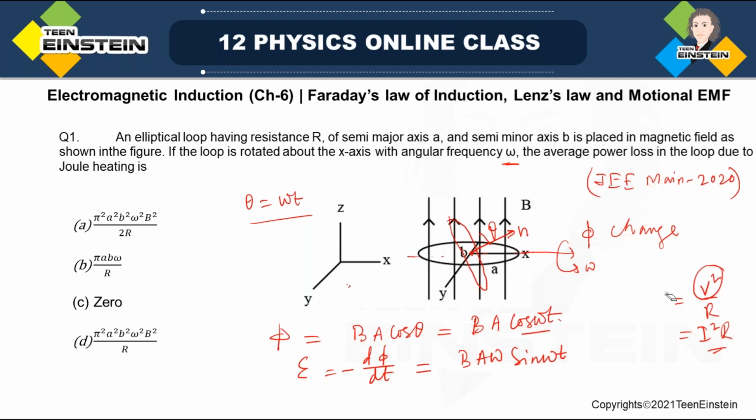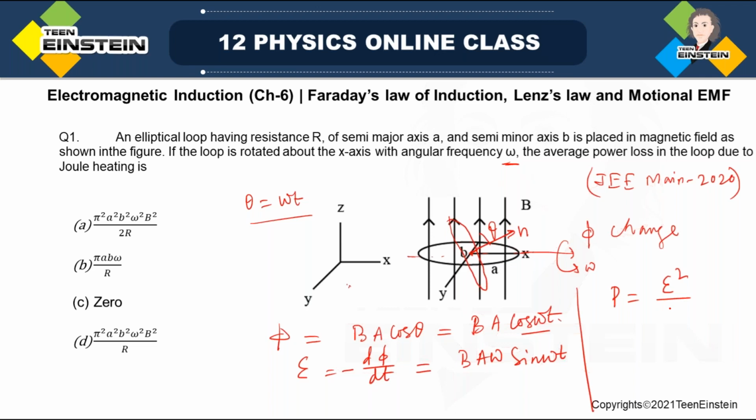Okay, if we get induced EMF, what else can we find out? We can find out the current, or directly write down the power. Since this elliptical loop has some resistance, when current flows due to this induced EMF, there will be joule heating. That's how the power loss will happen. So we can directly write this power loss.